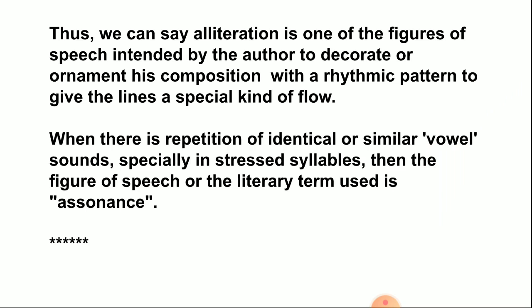We are talking about the repetition of consonantal sounds, but if there is a repetition of vowel sound, then it will be a figure of speech, but the name of that figure of speech or literary term will be different. What is that? When there is a repetition of identical or similar vowel sounds, especially in the stressed syllables, then the figure of speech or the literary term used is assonance. So sometimes it is asked what is the difference between assonance and alliteration.